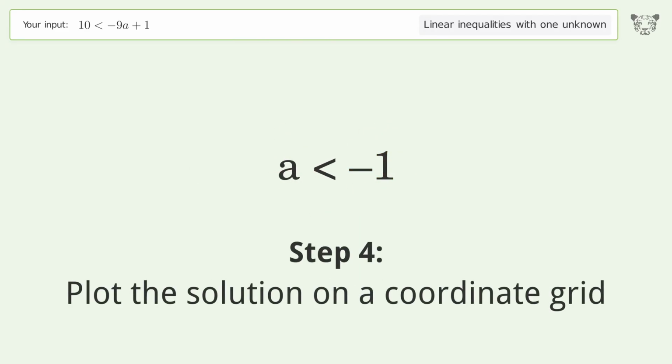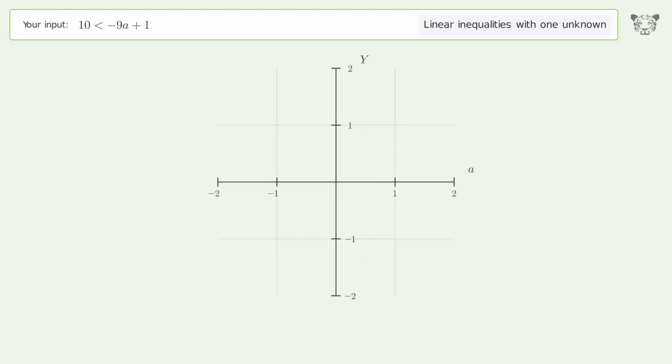Plot the solution on a coordinate grid. And so the final result is a smaller than -1.